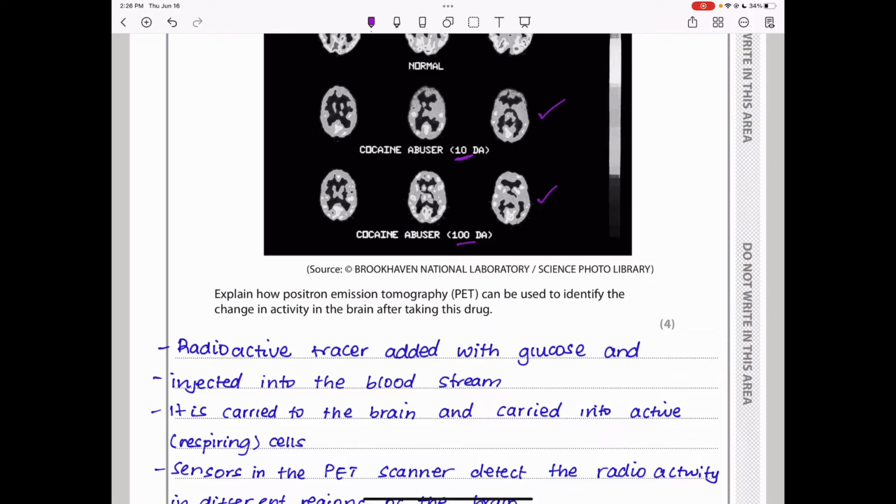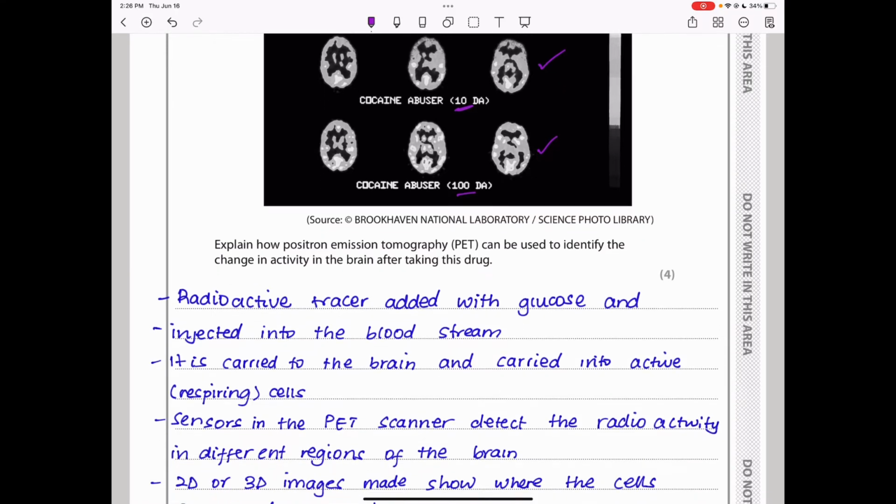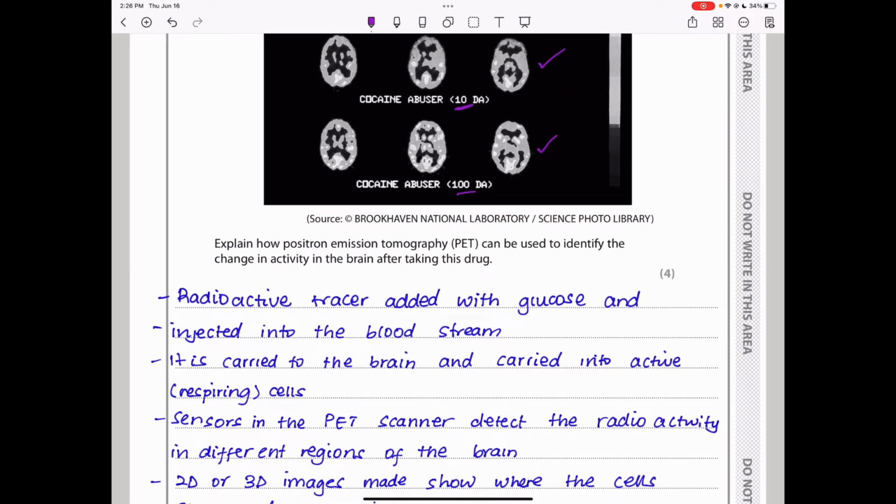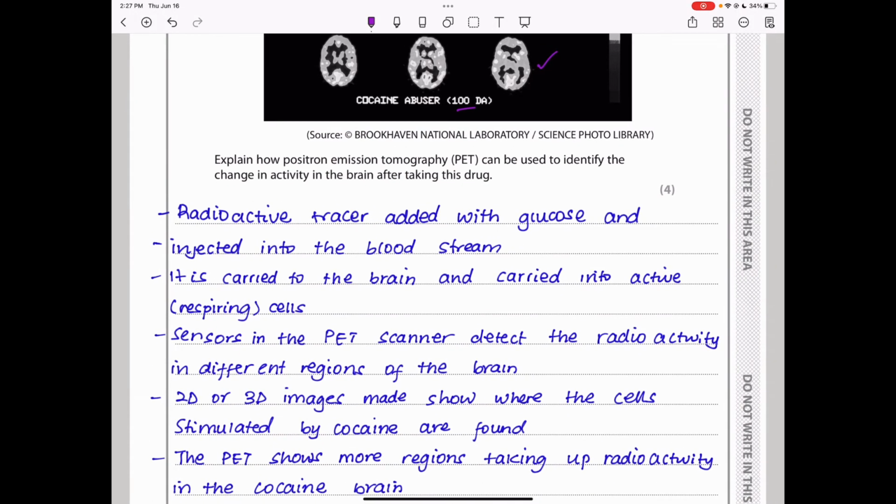A positron emission tomography uses a radioactive tracer which is added with glucose, and this tracer is injected into the bloodstream. When it goes into the bloodstream, it crosses the blood-brain barrier and it's carried into the brain. Actively respiring cells, of course, will need more glucose, and since the tracer behaves like glucose, cells that are actively respiring are going to take it up, and the sensor in the PET scanner is going to detect the radioactivity in different regions of the brain.